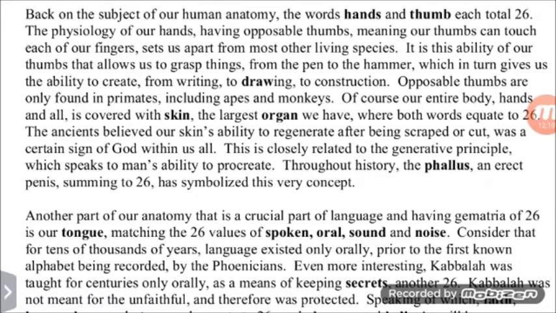Of course, our entire body, hands and all, is covered with skin. The largest organ we have, where both words equate to 26, the ancients believed our skin's ability to regenerate after being scraped or cut was a certain sign of God within us all. This is closely related to the generative principle, which speaks to man's ability to procreate. Throughout history, the phallus, an erect penis, summing to 26, has symbolized this very concept.